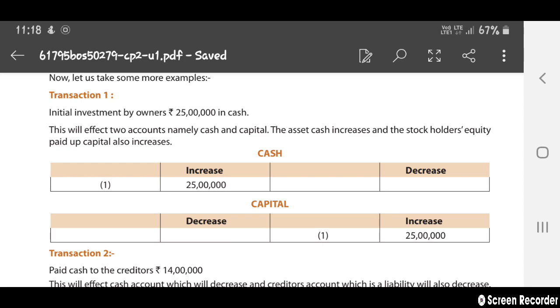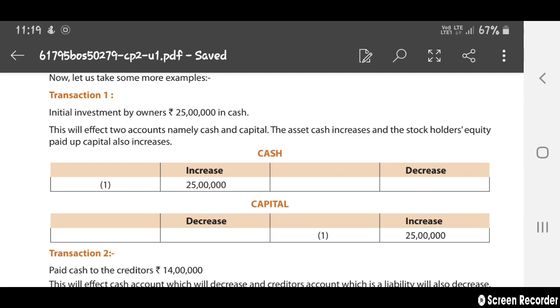Initial investment by owners. The investment is 25 lakh. Like this you have to keep. The owner has made a 25 lakh investment. This will affect two accounts, namely cash and capital. The asset cash increases and the stockholders' equity, paid up capital, also increases.